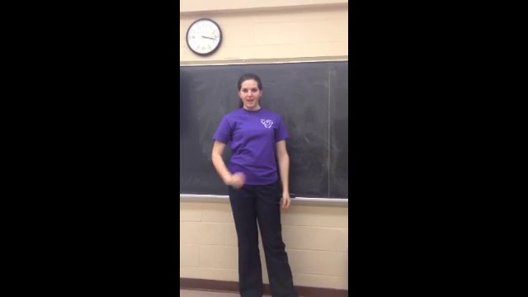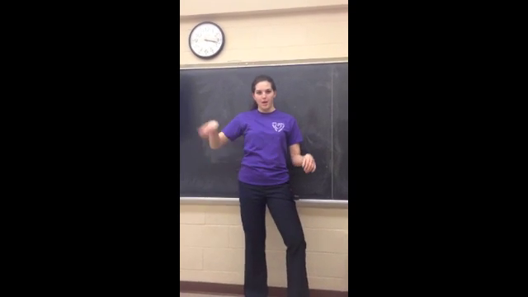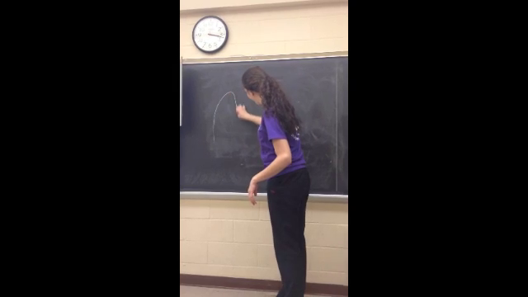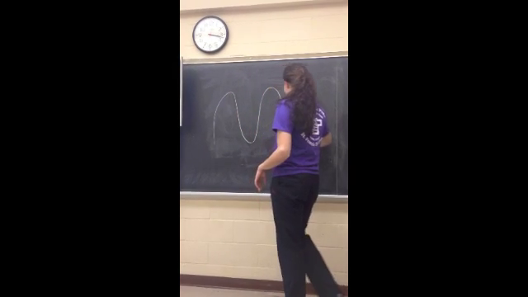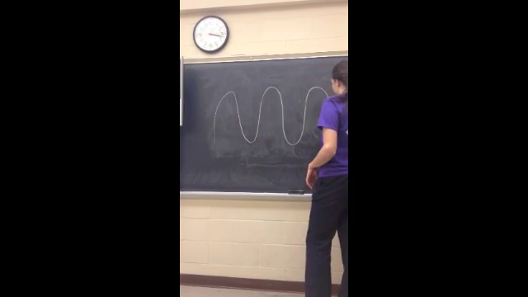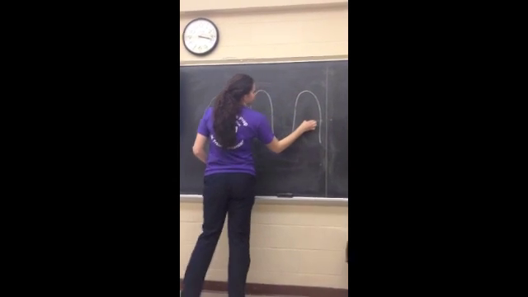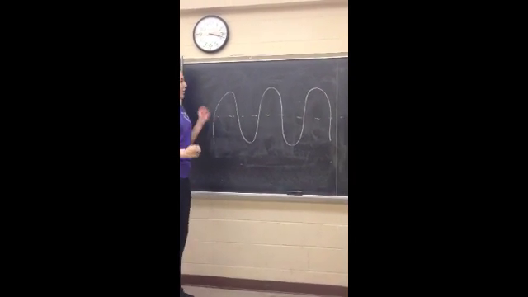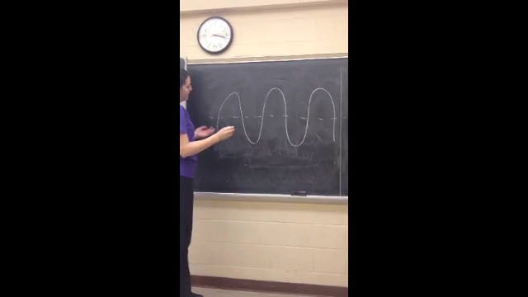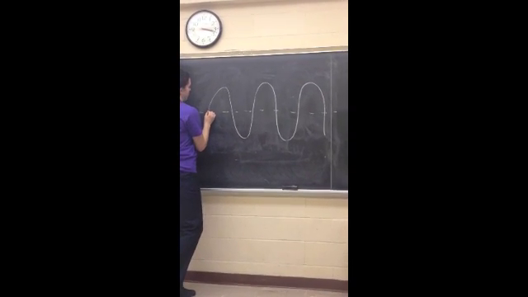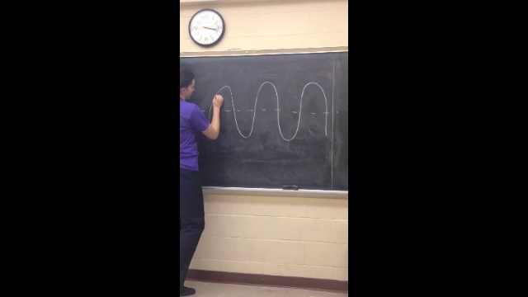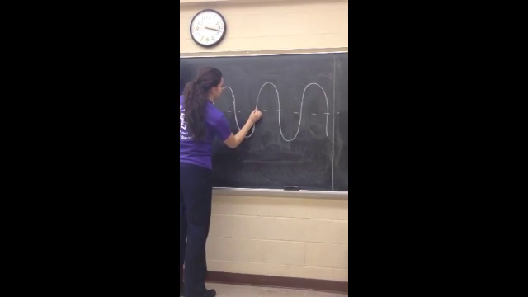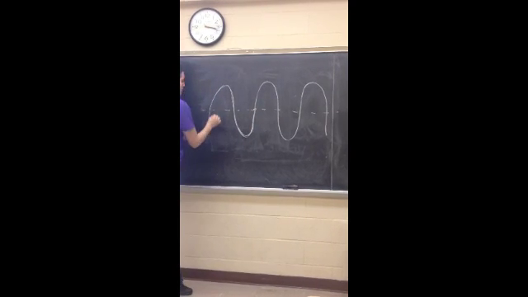And today we're going to learn about waves. This is a wave. This is the median point of the wave. One wavelength is from one point to exactly the same point. So that would be one wavelength.